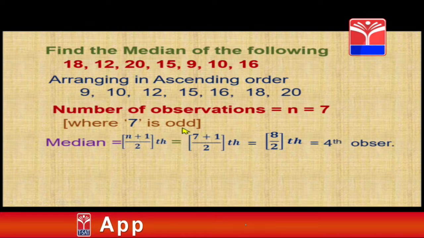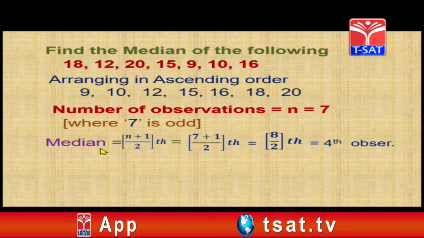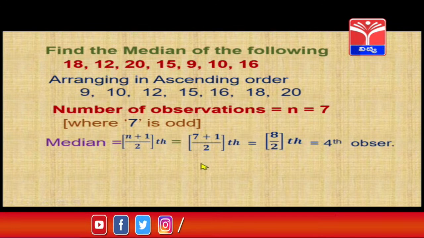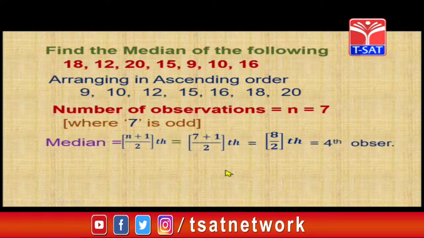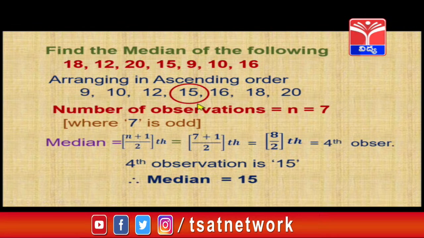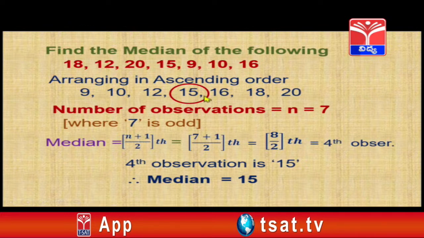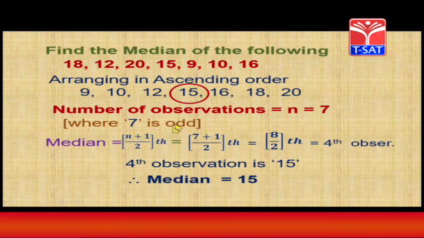So, what do I have to do? First formula, the median is equal to (n plus 1) by 2, that means (7 plus 1) by 2, which is 8 by 2. 8 by 2 is how much? 4. So, my median is the 4th observation. But what is the 4th observation here? Here the 4th observation is 15. 1, 2, 3, 4. You are able to see it in the circled way, right. So, the 4th observation is 15 here.